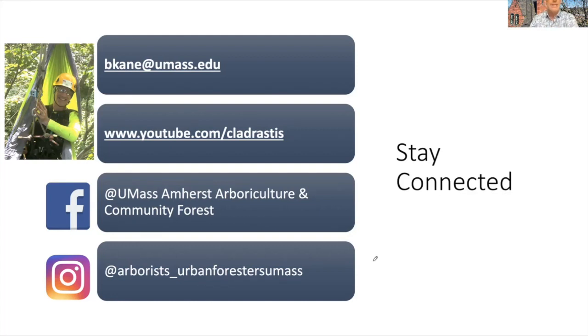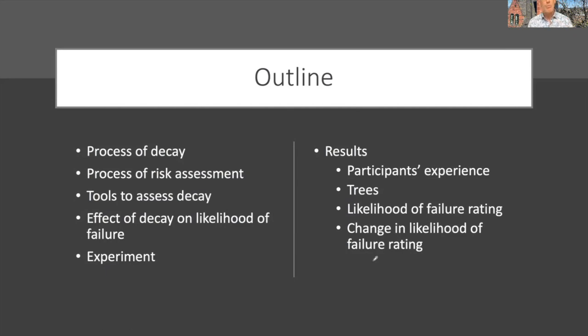So we'll go through just a really brief overview of the process of decay and then the process of tree risk assessment. And again, a real quick review of the tools that arborists use when they are assessing decay, from the simplest tools up through the most sophisticated or advanced tools, and then review how decay influences likelihood of failure, because that's part of tree risk assessment. We need to understand likelihood of failure. And then lastly, a quick review of the methods that we used in the experiment, and then try to spend as much time as possible on the results of the experiment.